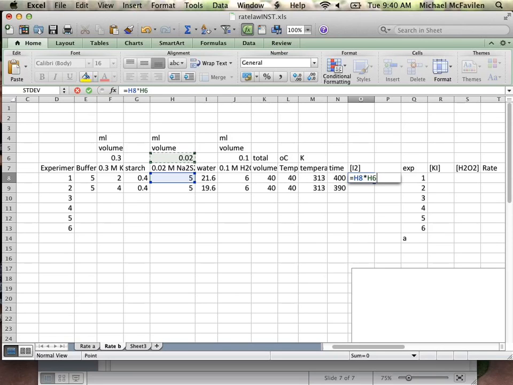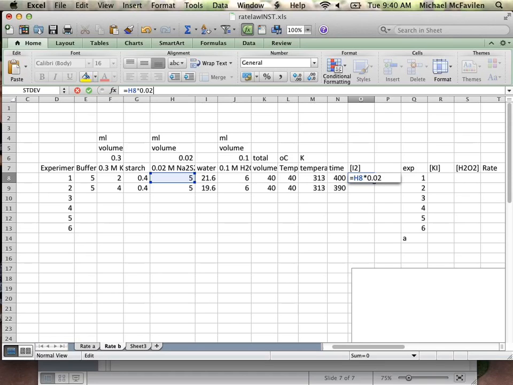Because the concentration is something we want it to always refer back to, there's two ways we can approach this. We can put the dollar symbols in, so now Excel will always refer back to that. The other way, which a few students have discovered, is to just put in what the concentration value is. Now you don't have to worry about cell references. Okay.